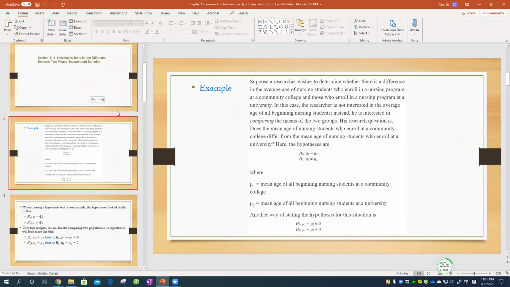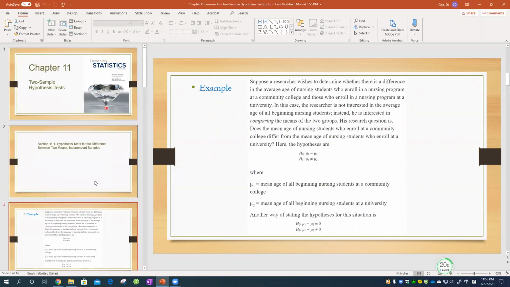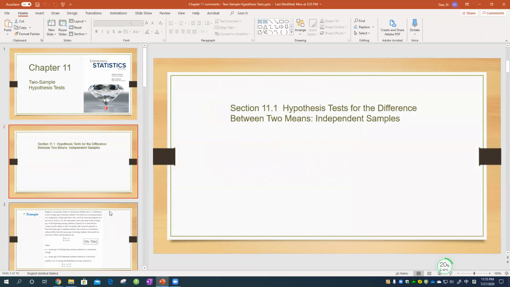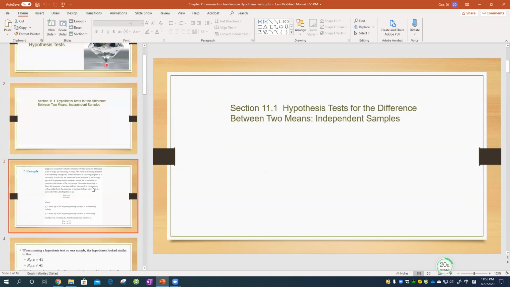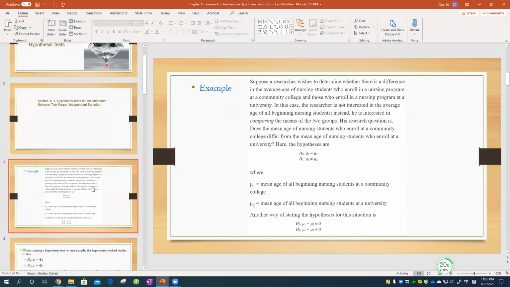So let's look at this example for the two sample case. Actually, this chapter will only have one section, Section 11.1. We want to look at hypothesis tests for the difference between two means, for independent samples. So it just matches what we learned in the previous chapter, chapter 10.